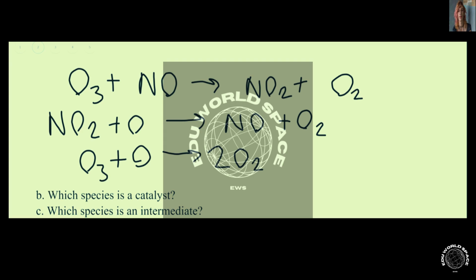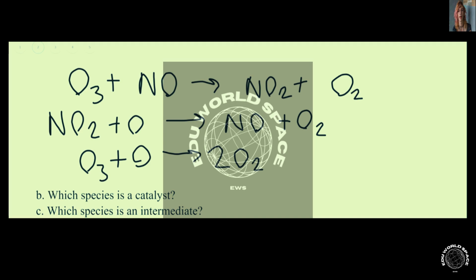Let's take a second to check if this first reaction is balanced. We have 4 oxygen atoms and 2 nitrogen atoms on both sides, so we're good. And then the second step is NO2 plus O yields NO plus O2. And again, we have 3 oxygen atoms on both sides and 2 nitrogen atoms on both sides, so that's balanced.